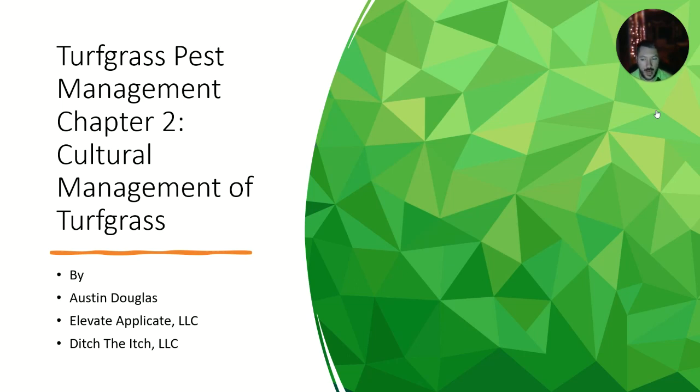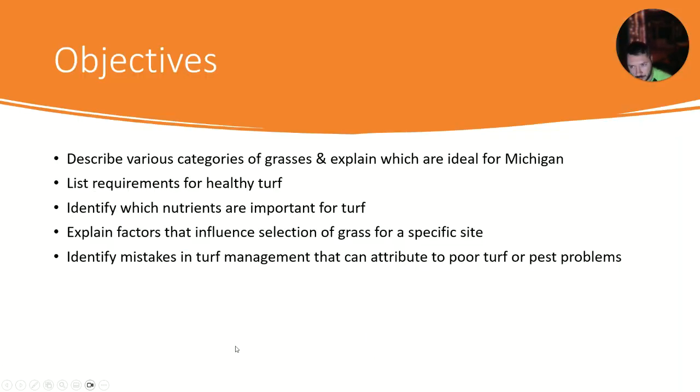So that wouldn't depend at all on what grass type you have, but state-wise, I am following the Michigan Category 3A. So without further ado, let's dive into cultural management of turfgrass. And here are the objectives for this.